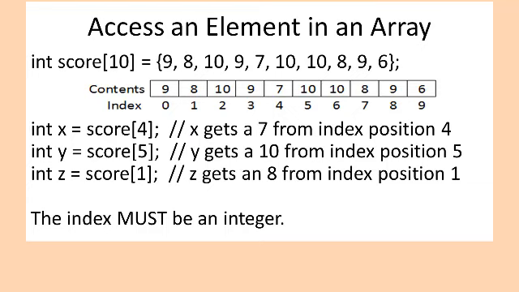An individual element in an array can be accessed by giving the name of the array and placing the index number of the element inside the square brackets. In these examples, X gets a 7 from index position 4, Y gets a 10 from index position 5, Z gets an 8 from index position 1. The index into an array must be an integer data type, which in C and C++ includes the character data type. An error will happen if trying to access elements before or after the end of the array.